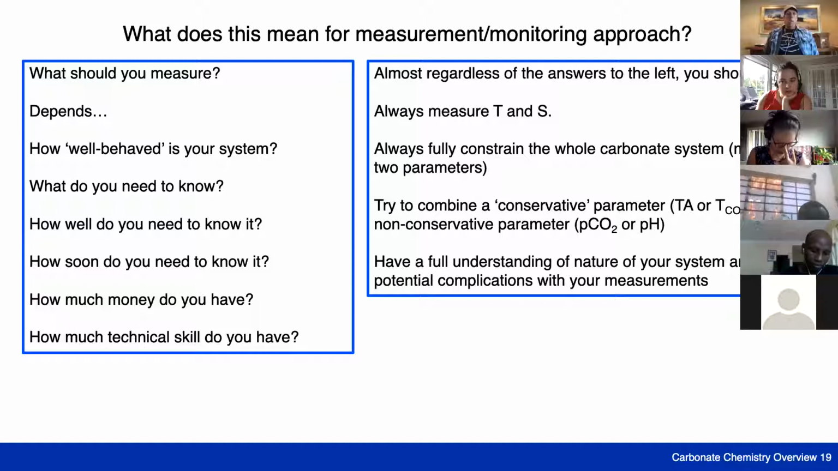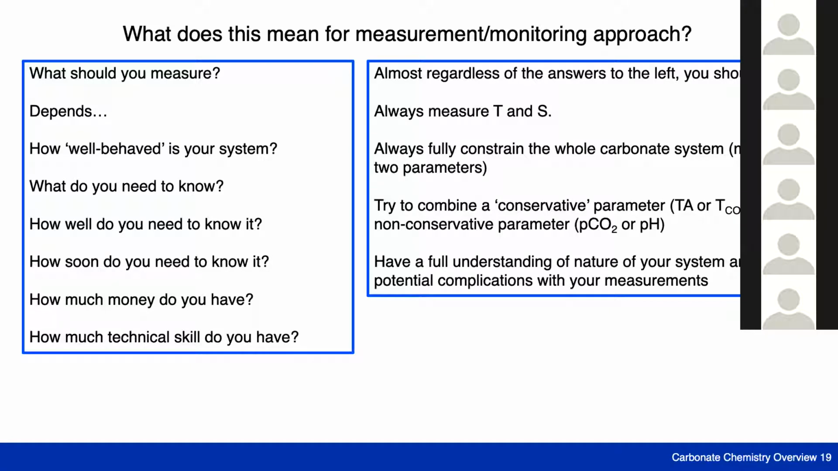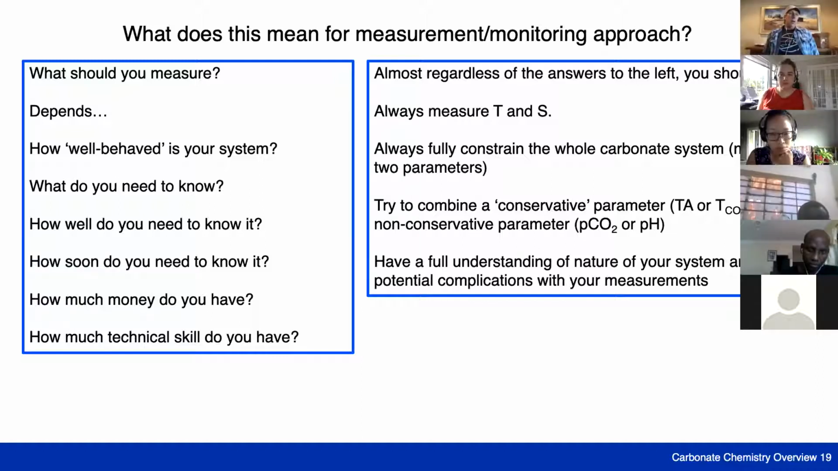So a few things are certain. Regardless of the answers to the questions to the left, you always need to measure temperature and salinity. And you always need to fully constrain the whole carbonate system. The reason for this is that a single measurement does not tell you about the other components in the carbonate system with sufficient accuracy or certainty. And you don't often know which parameter in the carbonate system your subject species are responding to. There are a number of instances where we know pH has an effect on metabolism.